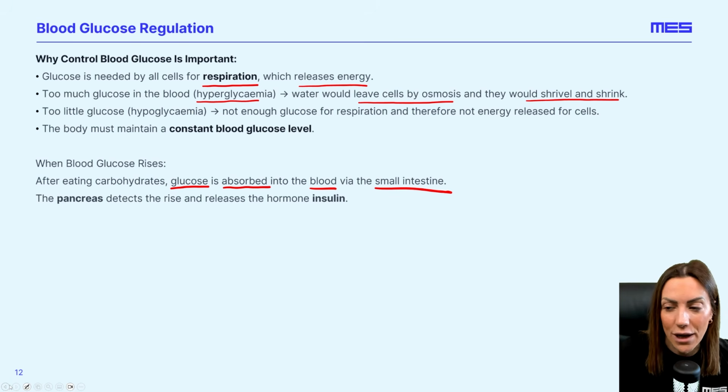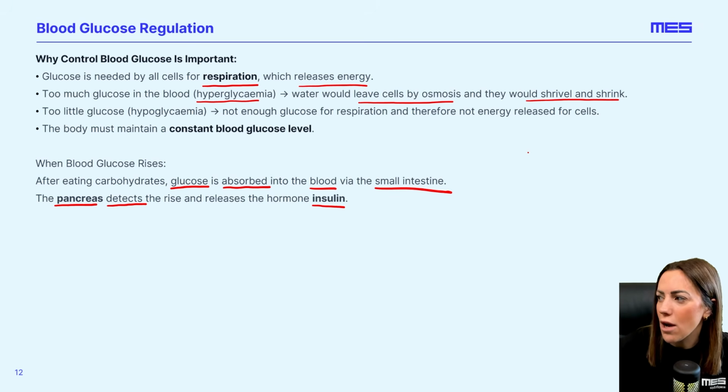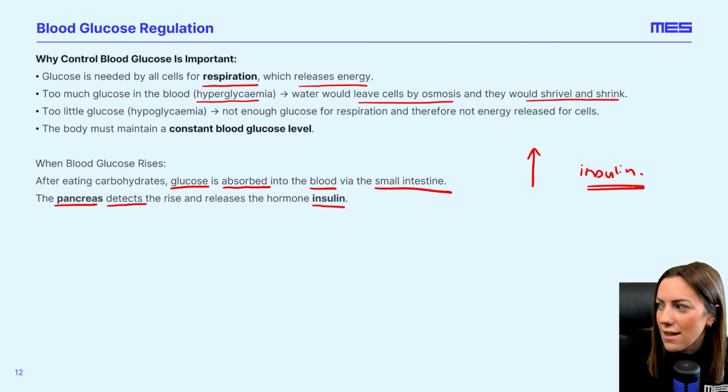Now, the pancreas detects the rise. So that's acting as the receptor cells, right? It's detecting the change in environment. It's detecting the rise. And the pancreas is a gland, so it releases the hormone insulin. Okay, so when blood glucose rises, it's insulin that is secreted from the pancreas.